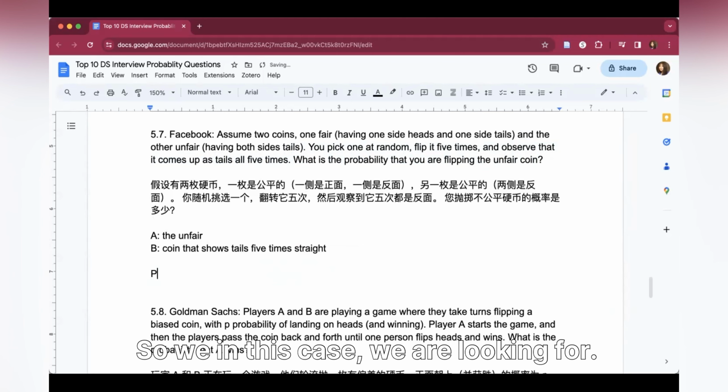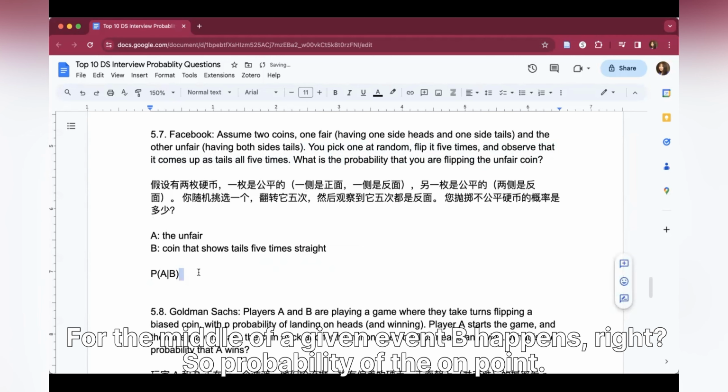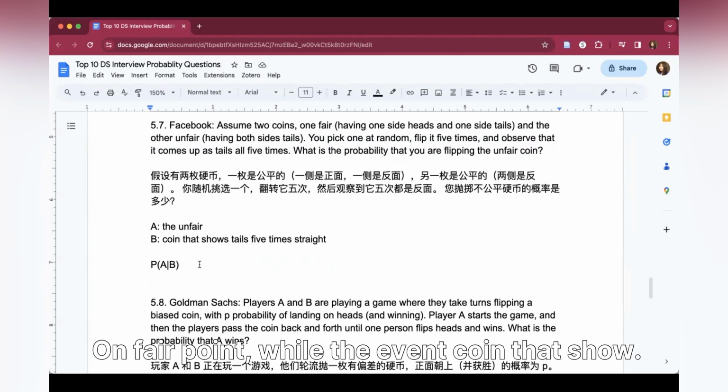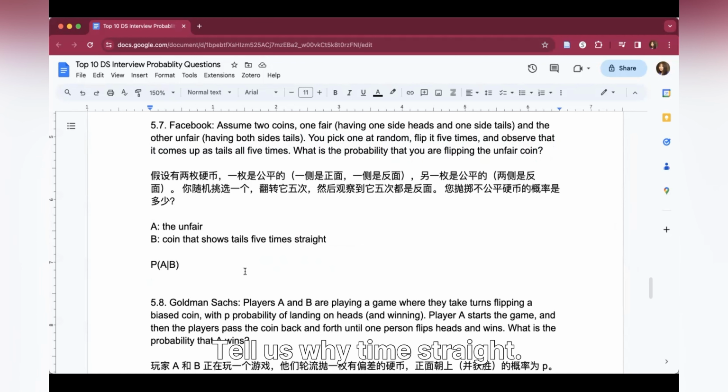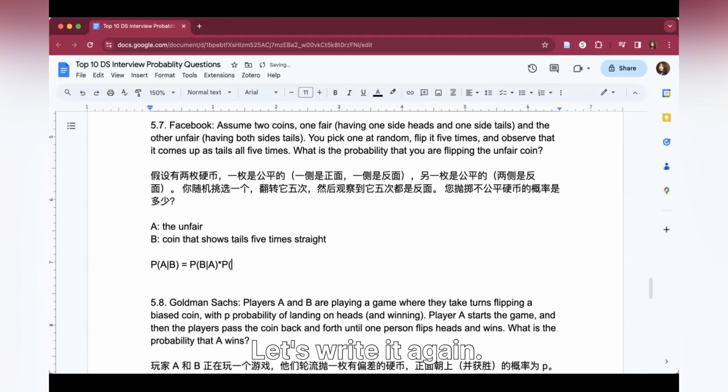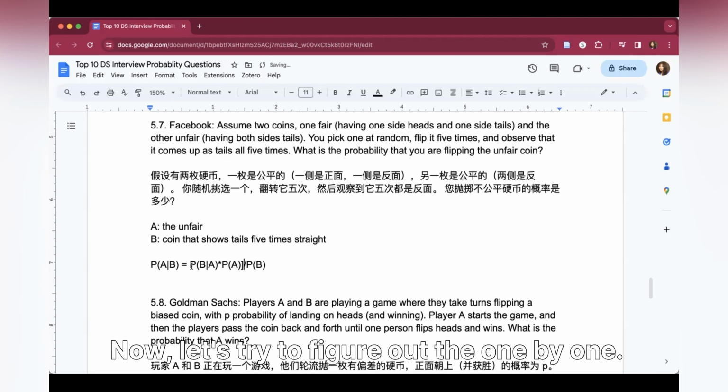So in this case we are looking for the probability of A given event B happens, right? So the probability of the unfair coin, given the event that the coin shows tails 5 times straight, and we already know the formula for this based on Bayes' theorem. Let's write it again. P(A|B) = P(B|A)P(A)/P(B). Okay, now let's try to figure out them one by one.